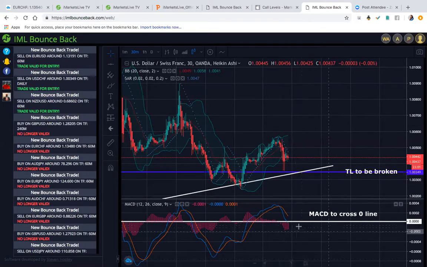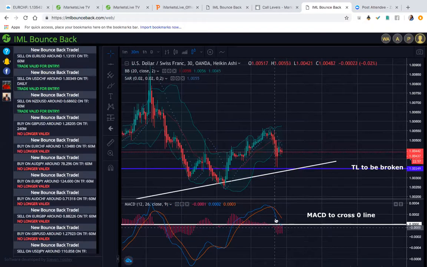So we have this similar situation I was talking about before. We have the blue line crossed on the MACD already, but the orange line has not crossed it yet. All right, orange line hasn't crossed it yet. So even if, let's say, this is already breaking our trend line, if the orange line has not crossed it yet, you're not looking for entry.